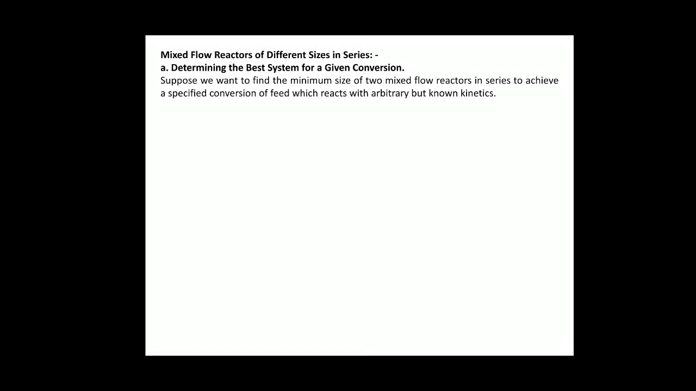Suppose we want to find the minimum size of two mixed flow reactors in series to achieve a specific conversion of feed which reacts with arbitrary but known kinetics. Consider two alternative reactor arrangements as shown below.